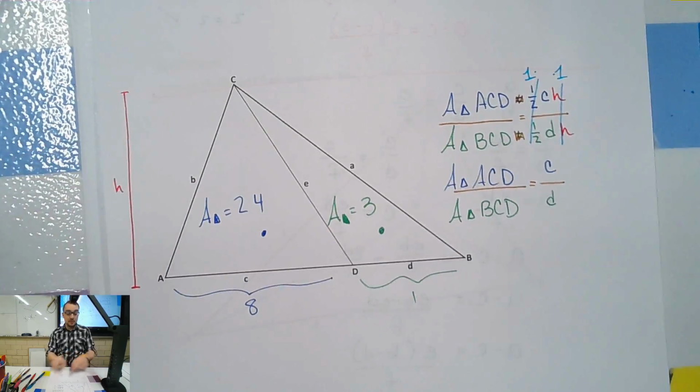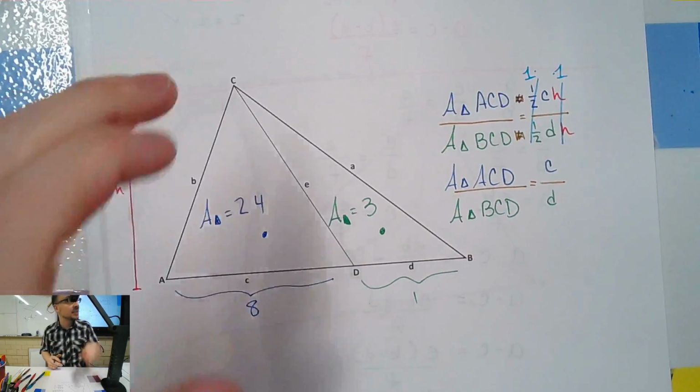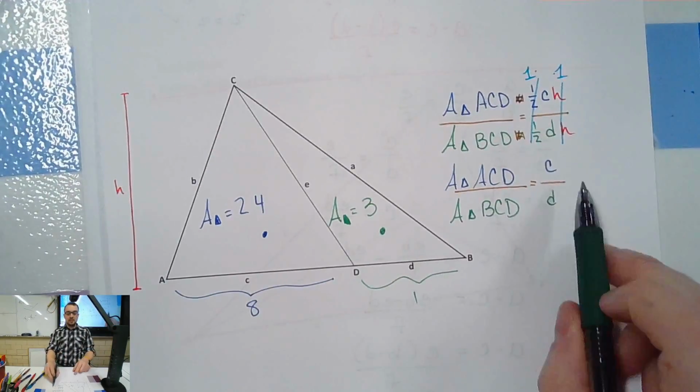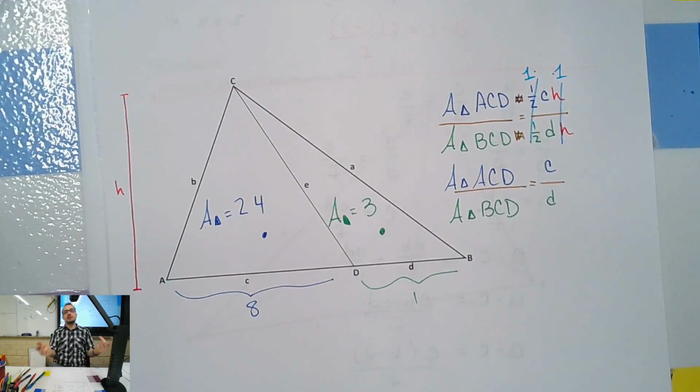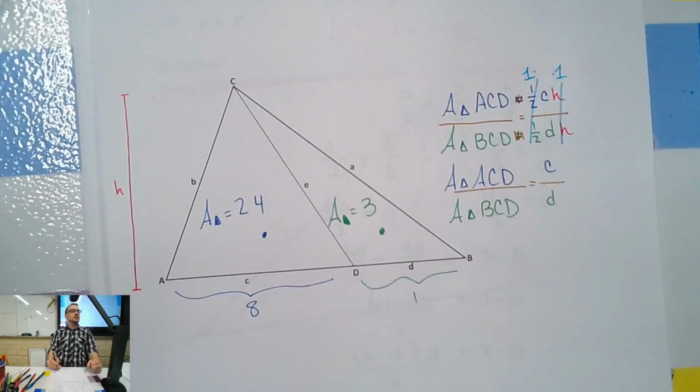It's because their heights are the same. If their heights weren't the same, we'd have too much going on, right? Otherwise, it'd relate to their base times their height. And it's like, well, duh, right? That's not interesting. We know that. So area relates to its base as long as the triangles have the same height. You with me on that?